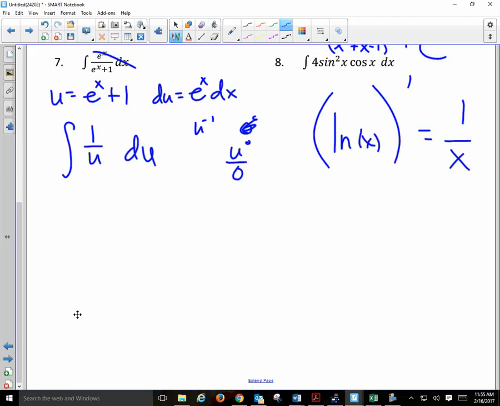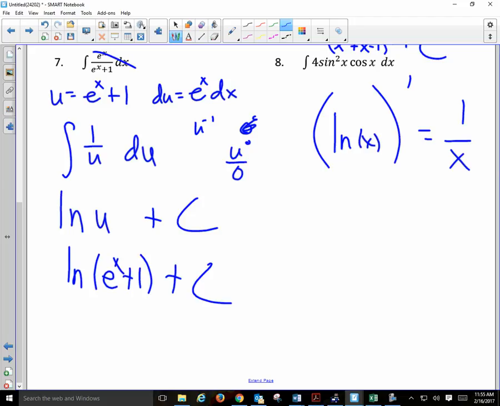All right, Maddie said it. Okay. All right. Pity vote for you. So the antiderivative is natural log of u, and then we have a plus c. What is u? So it's the natural log of e to the x plus 1 plus a constant.